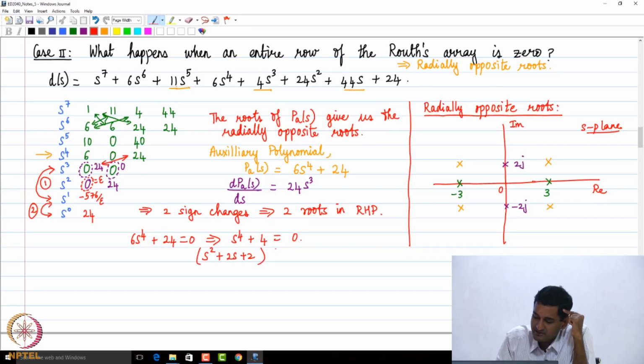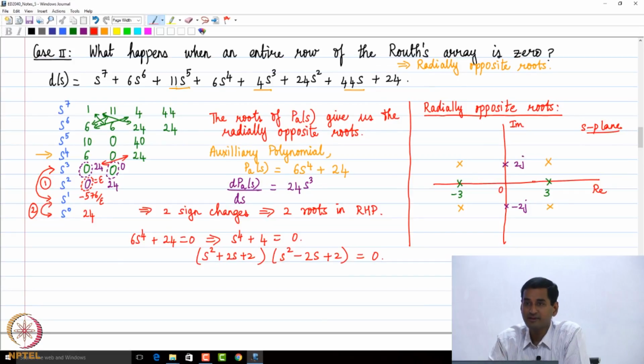Please correct me if I am making a mistake. And this will become s squared minus 2s plus 2 is equal to 0, right? So this will be s power 4 and then the s squared terms will cancel off, right? Correct? Will I get s power 4 plus 4? I am just doing it on the go, so please stop me if I am making a mistake, right? So is this correct? So what are the roots of this polynomial?